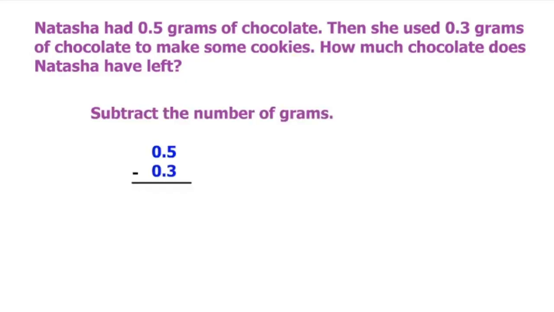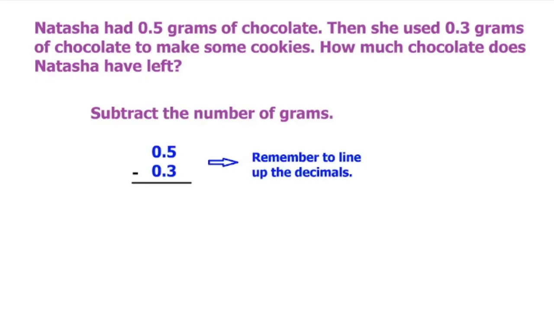So we need to subtract the numbers, right? So subtract the number of grams because she starts with this many and then she uses this many. So we need to find out what's left. This amount is taken away. So 0.5 minus 0.3. Remember to line up the decimals, okay? The decimals have to be lined up.